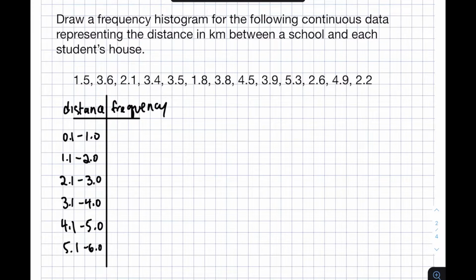Now we can just go through the data set and find which value falls into which group. So for the first group, there are actually no values, so the frequency is 0. The second one has 1, 2 data points. The third one has 1, 2, 3 data points. The fourth one has 1, 2, 3, 4, 5 data points. The fifth one has 1, 2, and the last has just 1.